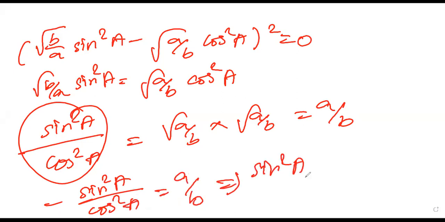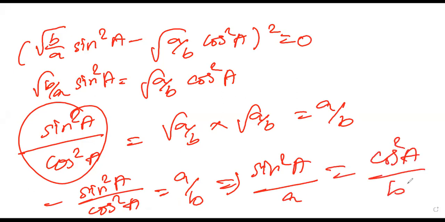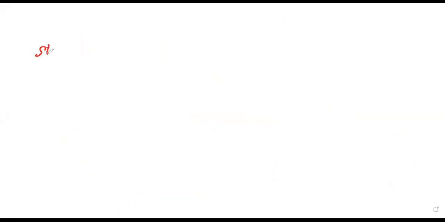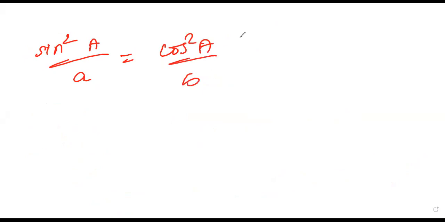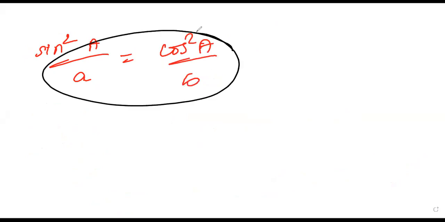So sin square a by a is equal to cos square a by b. And write it like this. Please take a screenshot of this. So now I do have sin square A by A is equal to cos square A by B. So I'm going to equate to the right hand side part of the question.